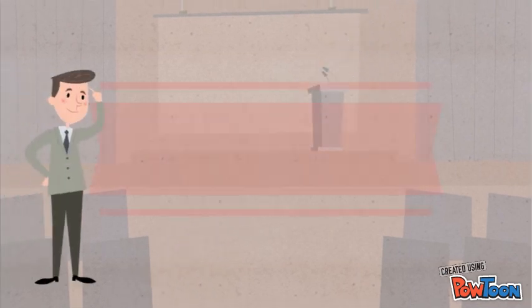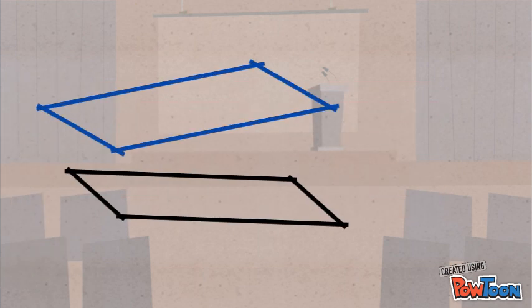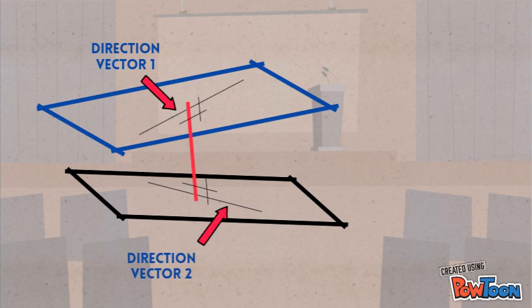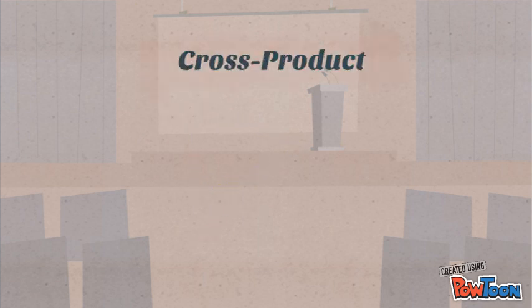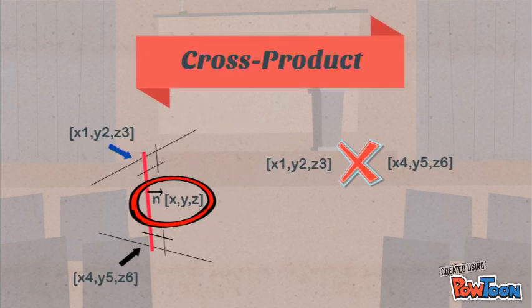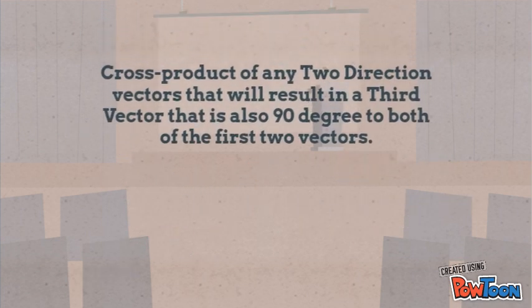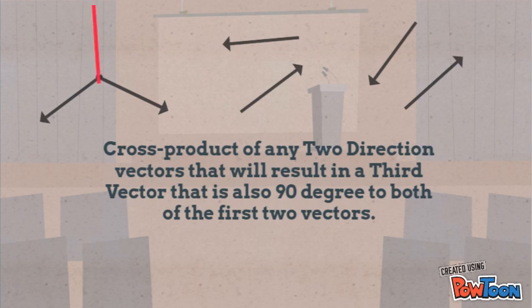So how are we supposed to find the perpendicular line between any two planes? The perpendicular line here only describes where the shortest distance will be, and it has to be 90 degrees to both of the planes. The perpendicular line can be found by the cross product of any two direction vectors that are on both of the planes, as shown in the diagram above. The reason why the cross product is used here is because the cross product of any two direction vectors will result in a third vector that is also 90 degrees to both of the first two vectors, and it proves our point here.